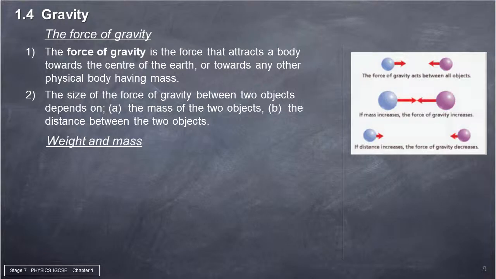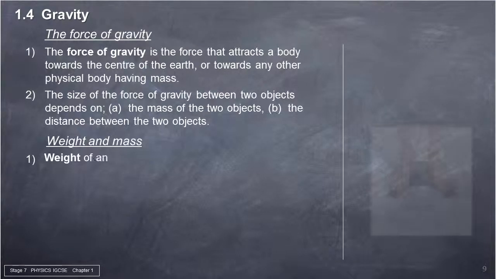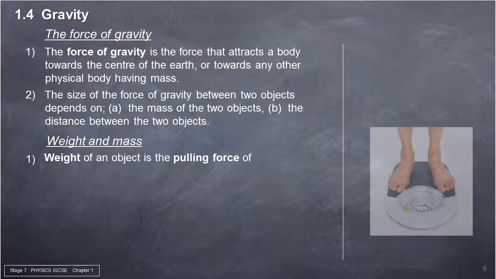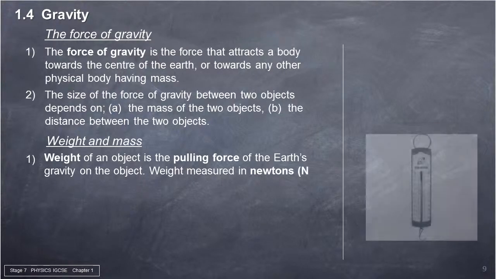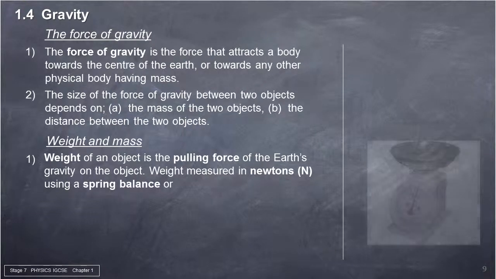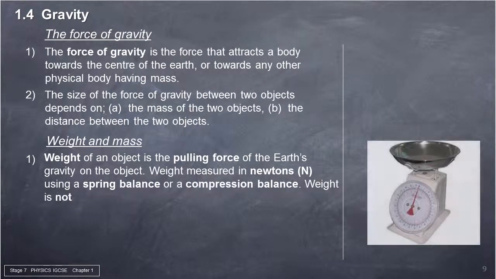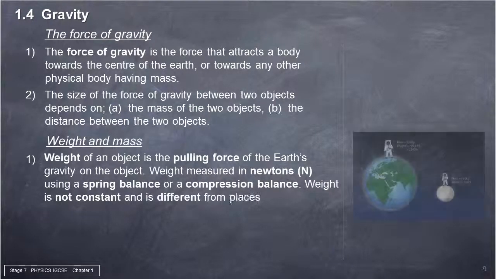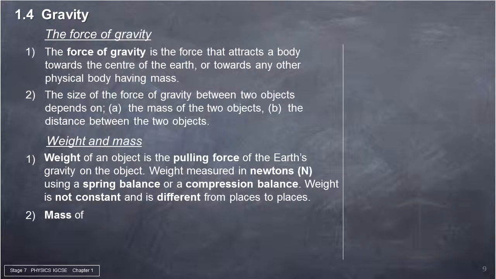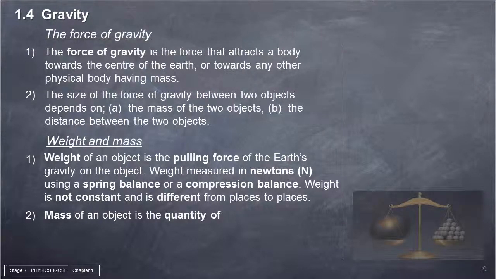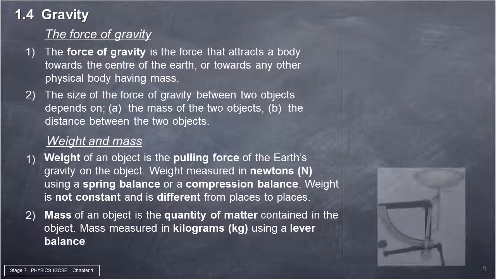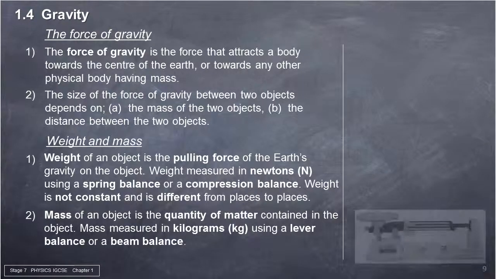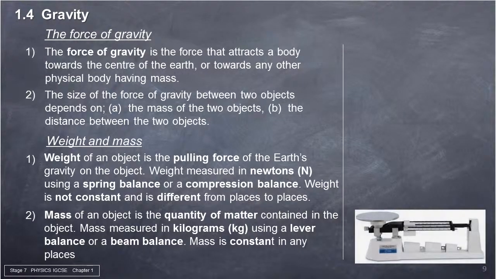Weight and mass. 1. Weight of an object is the pulling force of the Earth's gravity on the object. Weight is measured in newtons, N, using a spring balance or a compression balance. Weight is not constant and is different from place to place. 2. Mass of an object is the quantity of matter contained in the object. Mass is measured in kilograms, kg, using a lever balance or a beam balance. Mass is constant in any place.